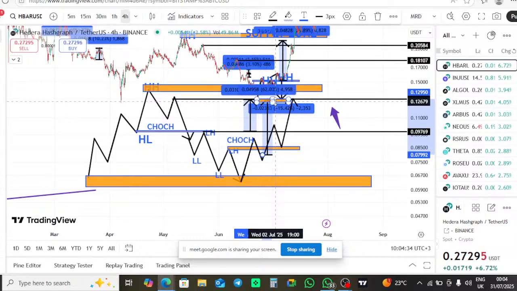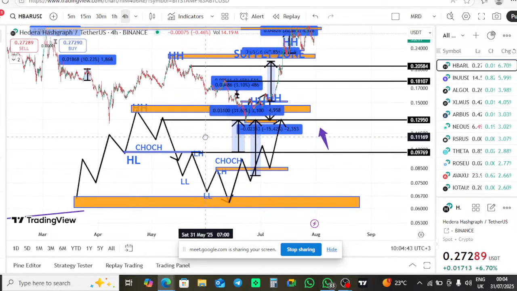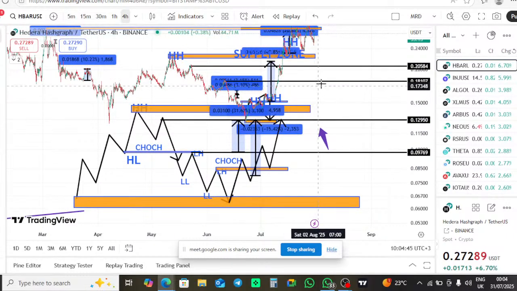Are you getting me right? Yes. I think we have understood the concept of change of character and demand zone. Anyone lost? Because I say we are time bound.